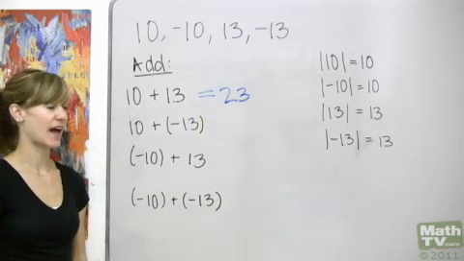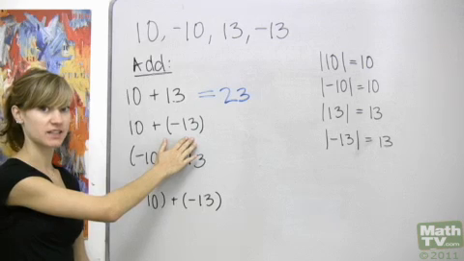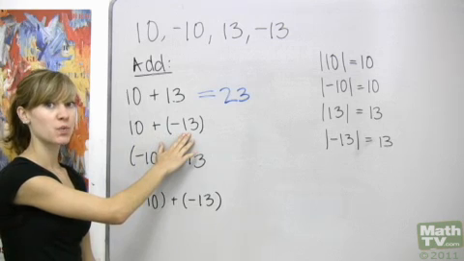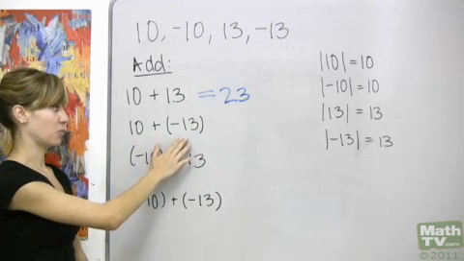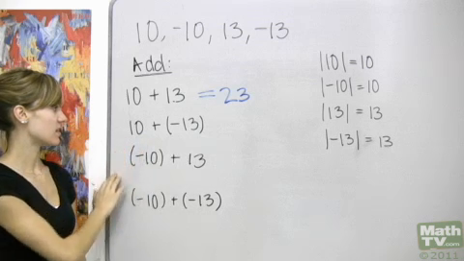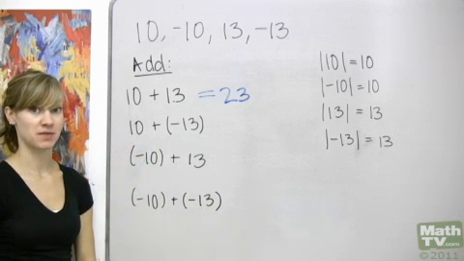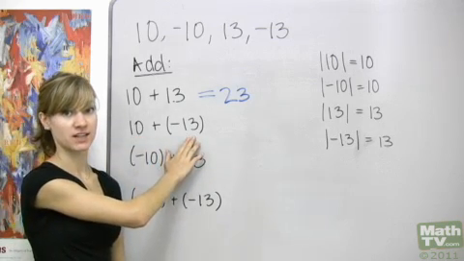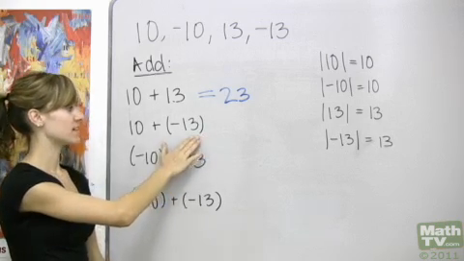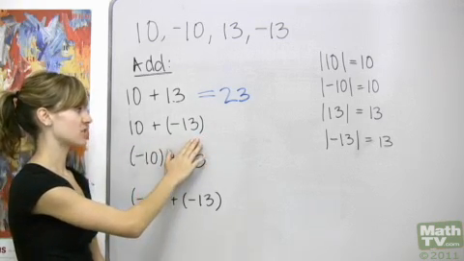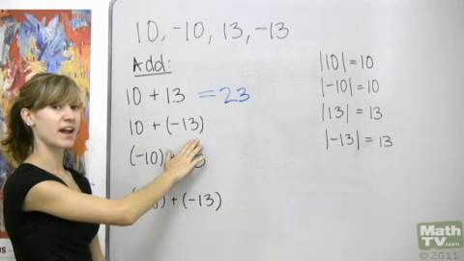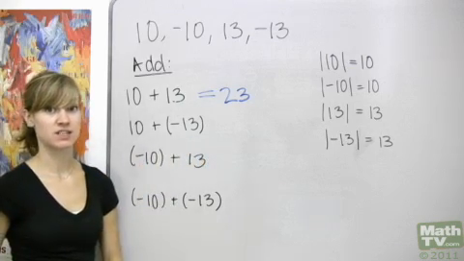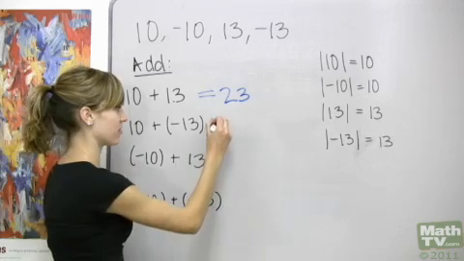For the next one, we will add positive 10 and negative 13. Because positive 10 and negative 13 are different signs, we know that the answer will be either positive or negative. We must find the absolute value of both numbers to determine this. So, the absolute value of 10 is 10, and the absolute value of negative 13 is 13. Because 13 is greater than 10, we know that the answer will be a negative number. We then have to find the difference in absolute values. So, the difference between 10 and 13 is 3, giving us an answer of negative 3.